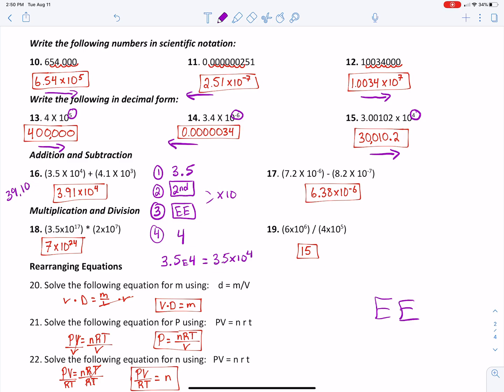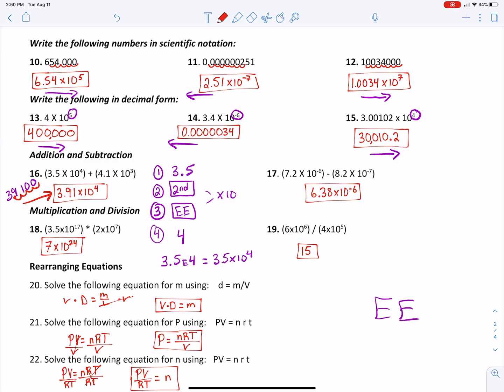If I take that decimal and I go 1, 2, 3, 4, I would have 3.91 times 10 to the fourth. Same exact number. You got the right answer.